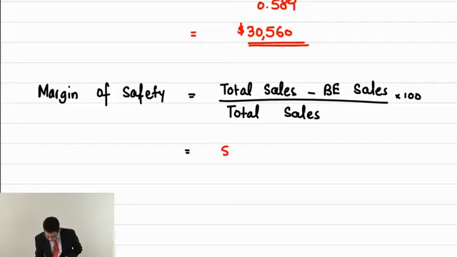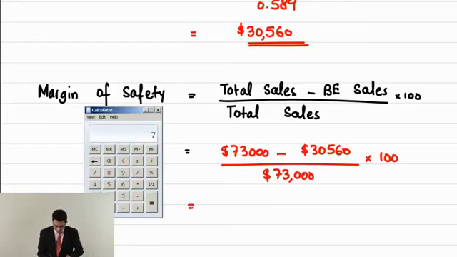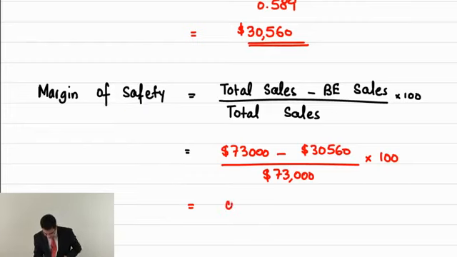For example, total sales we know is 73,000. Break even sales we know just above, 30,560, we just calculated, and divided by $73,000 of total sales. So 73,000 minus 30,560 divided by 73,000, we get 0.581 or 58.1% approximately.